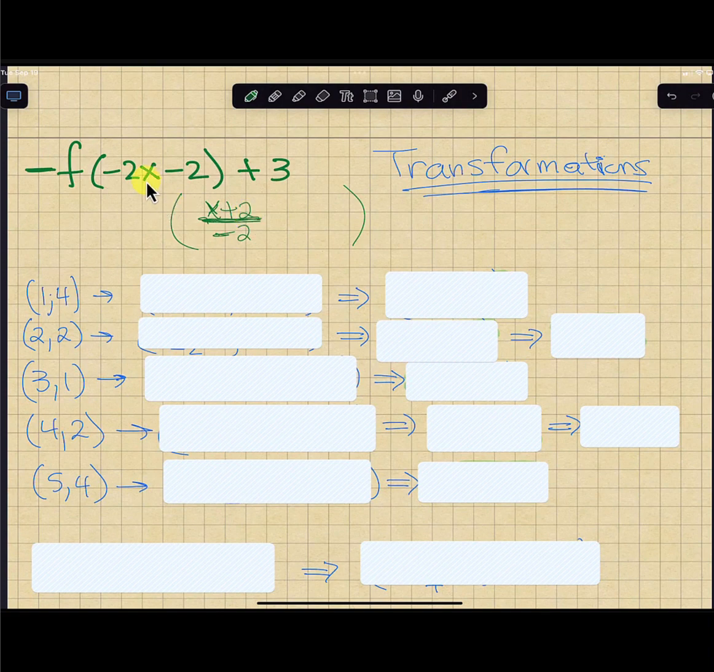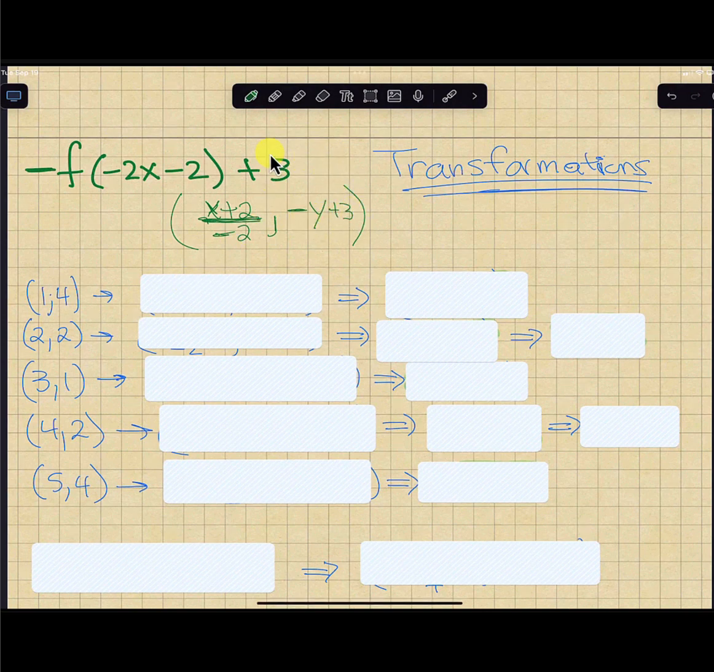Once again, whatever the coefficient of x is, move that to the denominator of a fraction. And then on the top, you'll have x, and then change the sign so that minus becomes plus, and bring down this number 2. As far as the y-coordinate goes, the y-coordinate is affected by the negative on the outside, so you're going to put negative y, and then simply add the number on the end, so that's going to be plus 3. Negative y plus 3.